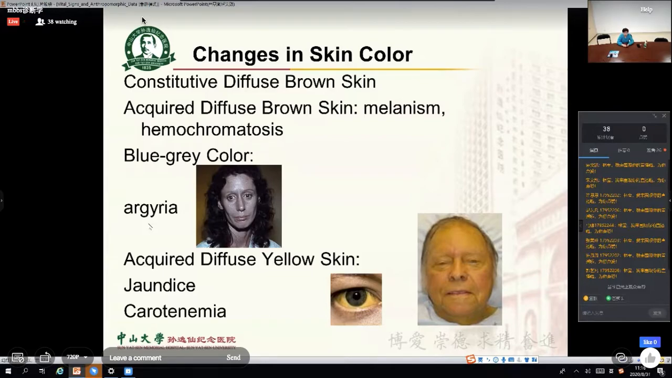Also, if the patient has acquired diffuse yellow skin, there are two situations. One is jaundice, which may be indicative of liver disease like liver cirrhosis or obstruction of the biliary tract. The patient may show jaundice. And the other is carotenemia. So this patient may have excessive carotene in their blood. They will show diffuse yellow skin. So with jaundice and carotenemia, the patient may show diffuse yellow skin.